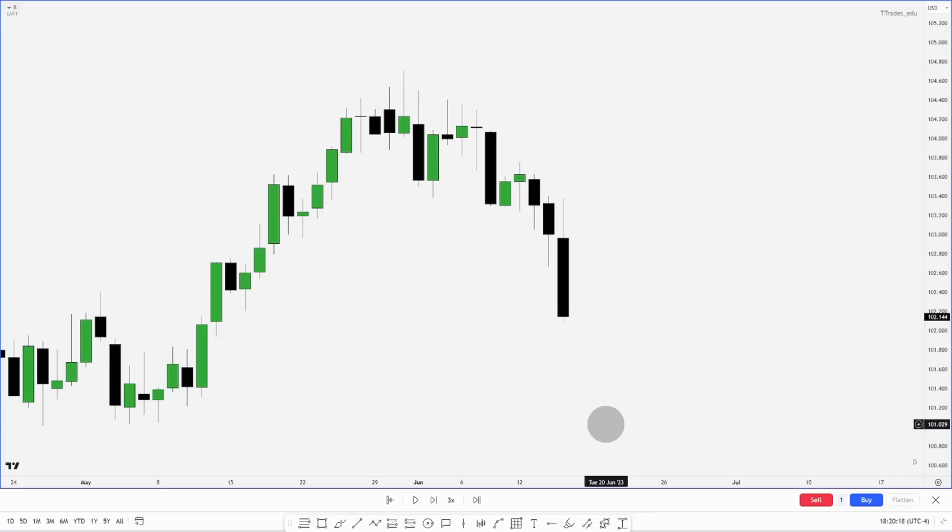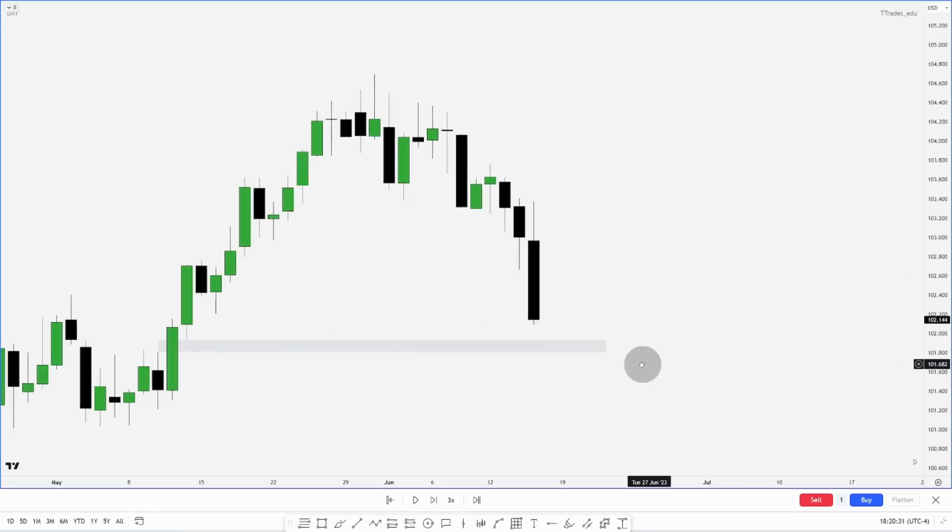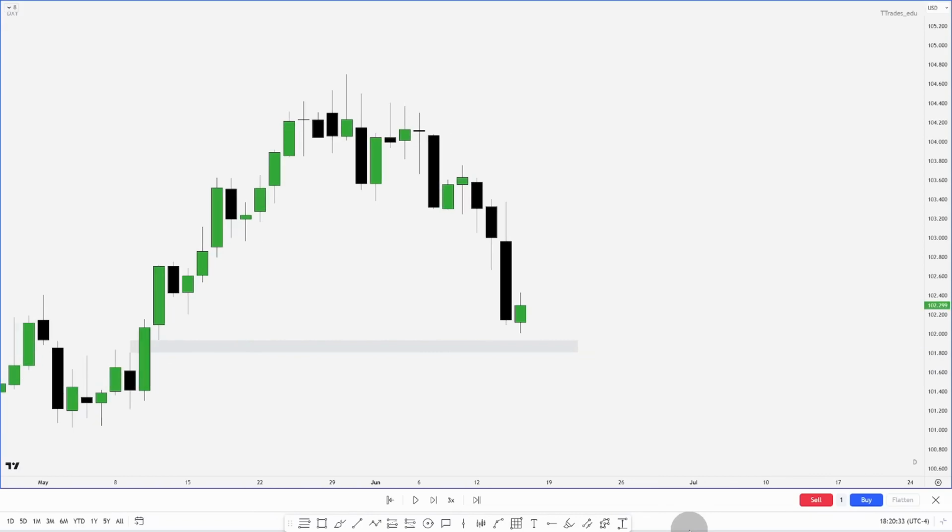For this next example, we are just going to be walking through DXY on the daily chart and using what we have just learned and applying it. So if you notice right here, we do have a fair value gap resting below here, and price is drawing towards it. So let's see what happens.